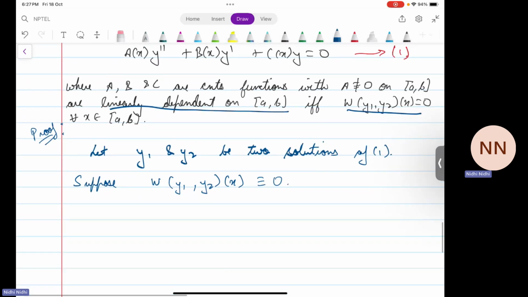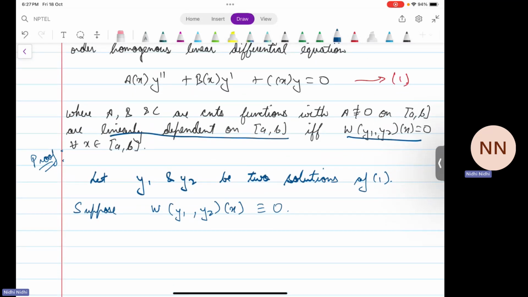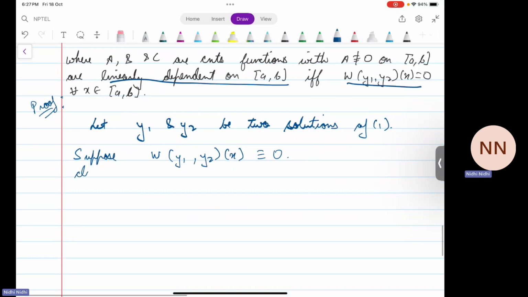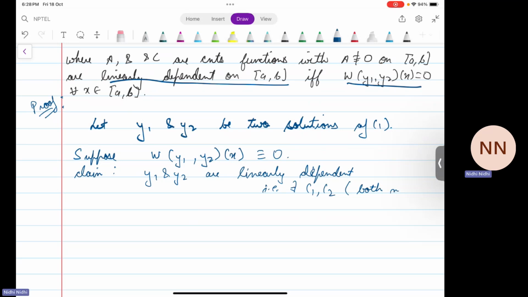So in that case we need to prove that y1 and y2 are linearly dependent. So let's start with the claim: y1 and y2 are linearly dependent. That means there exist some C1, C2, both non-zero, such that C1y1 plus C2y2 is 0.